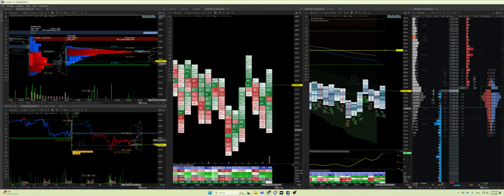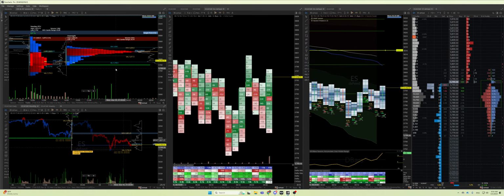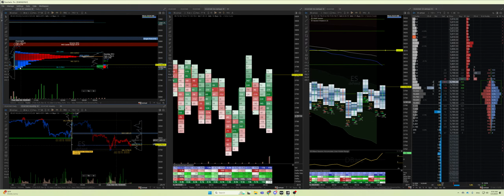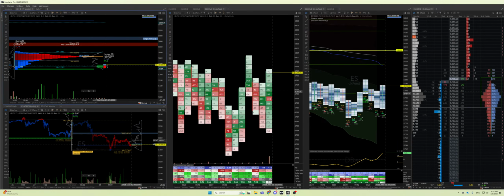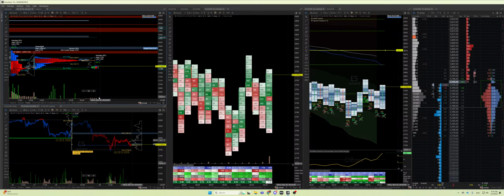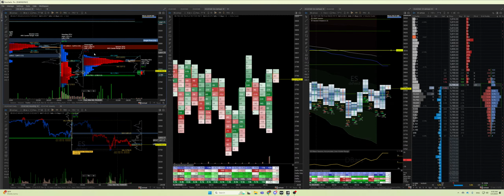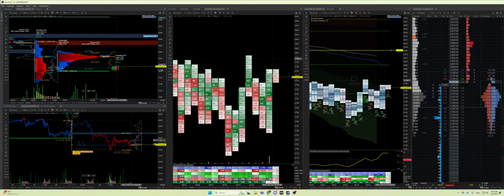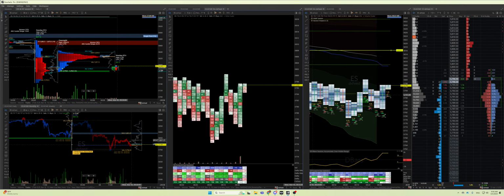See, we're still stuck in a range. Still stuck in a range above the previous day POC, which is something that I mentioned. If we stay above it, we might be looking bullish over here. Might be looking bullish. But so far, we're moving up.